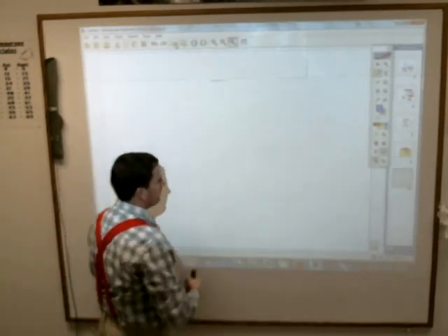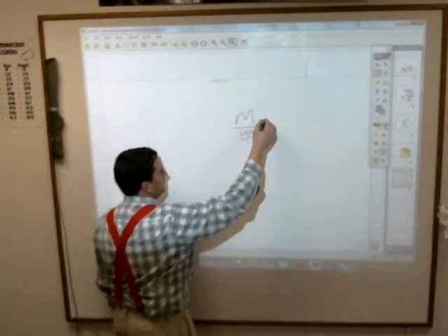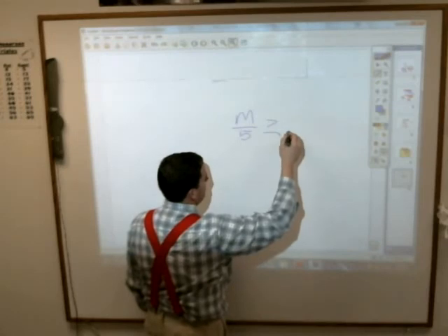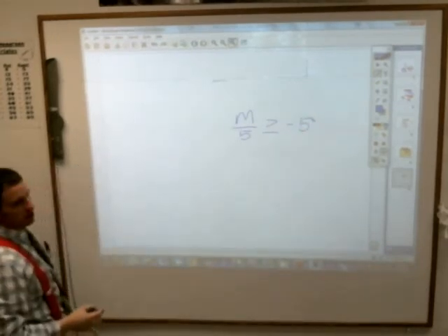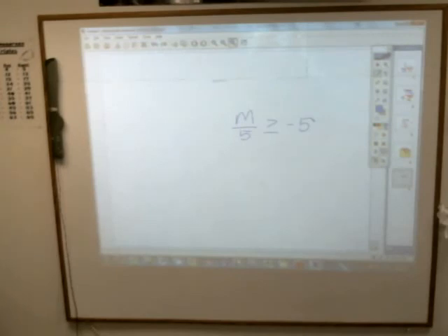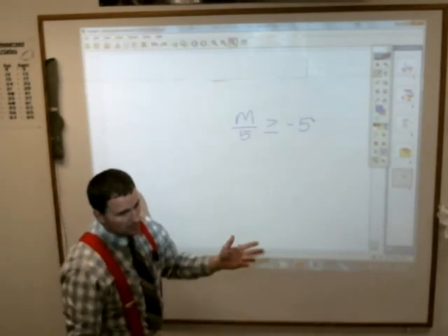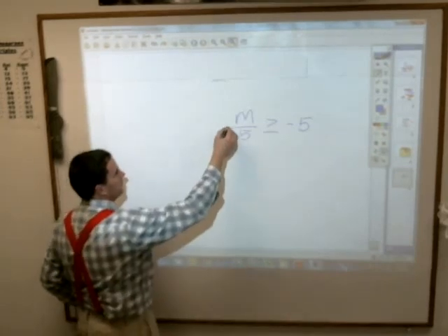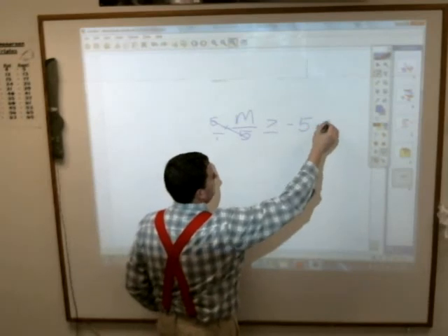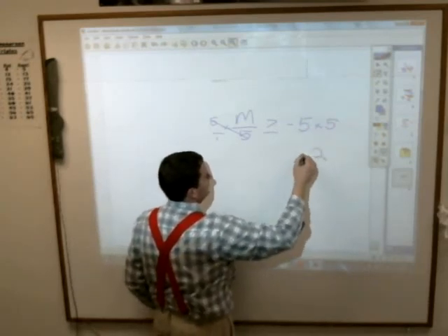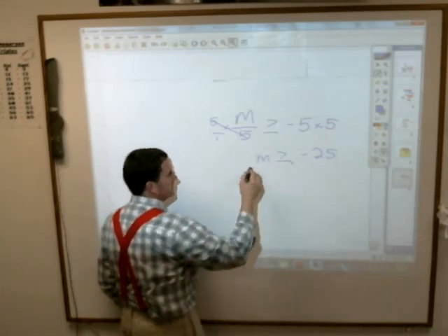M over 5 is greater than or equal to negative 5. The old question is, how do you get the letter by itself? With a little clue, this says m divided by 5 is greater than or equal to. You just multiply by 5 over 1, the 5's cross off, multiply by 5 over 1, and you get negative 25. M is already on the left side, it's already positive.